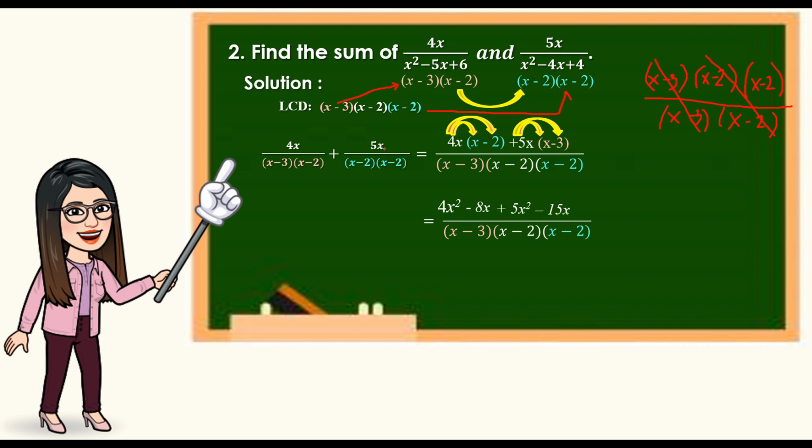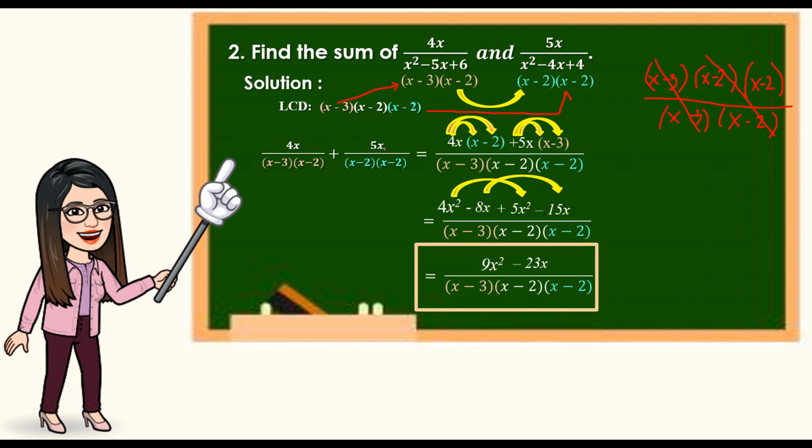After that, let us combine like terms. Write again the given denominator, the LCD. So we have 4x squared plus 5x squared is 9x squared. Negative 8x minus 15x is negative 23x. And this is now our final answer.